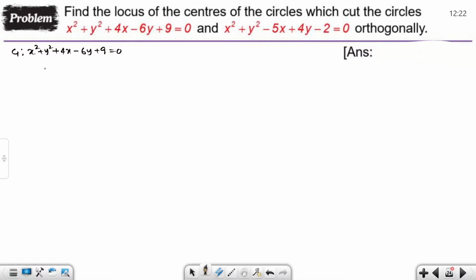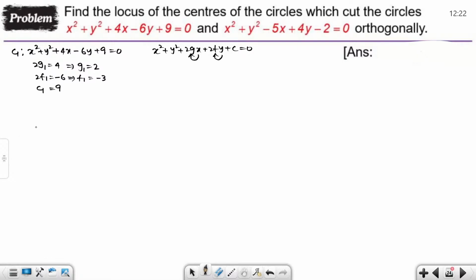Here we have to find out what our g and f are. As we all remember, for any general equation of a circle, the coefficient of x is 2g and the coefficient of y is 2f, right? So in this case also, 2g1 will be equal to 4, that implies g1 is 2. Similarly, 2f1 will be minus 6, which gives us f1 is minus 3. Is it clear? And the constant c1 in this case is 9.